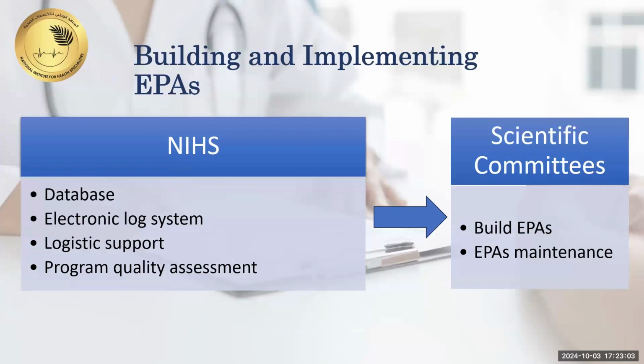So how is this happening? At the level of NIHS, we ensure the database, the electronic log system, the logistic support, and of course, in the end, the program quality assessment. And when we do the assessment, we will look at the EPA implementation.